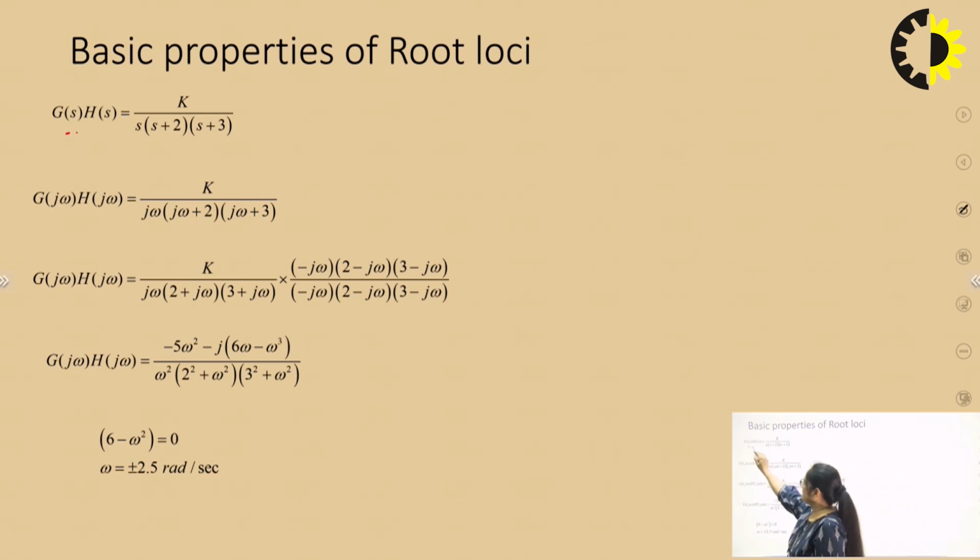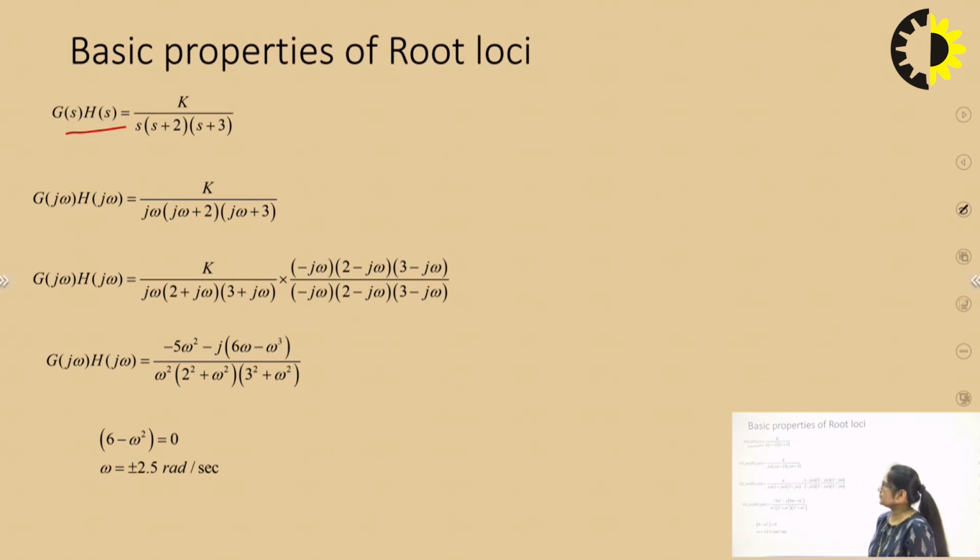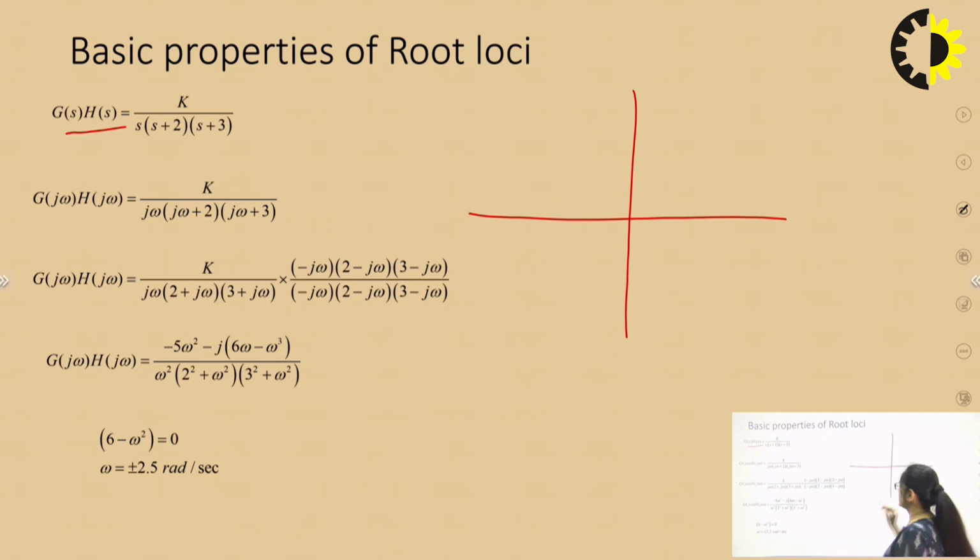Now, the open loop transfer function given is K upon s into (s + 2) into (s + 3). So, if this is the S plane, this is the real axis and this is the imaginary axis. The poles are one at the origin, here 0. Let us say this is -1, -2 and -3. So one pole we have at -2 and another pole at -3.